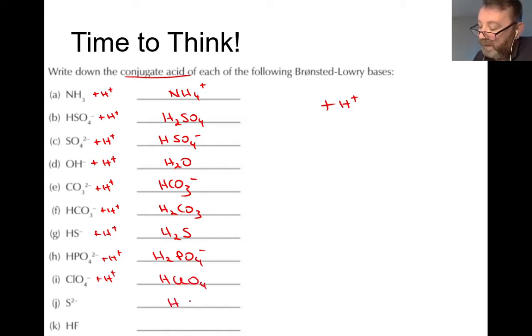Next one is HS minus, and finally, now be careful here, if you've got HF and you're accepting a proton, your hydrogens go up to 2, and the positive charge always goes over the molecule as well. So H2F+.